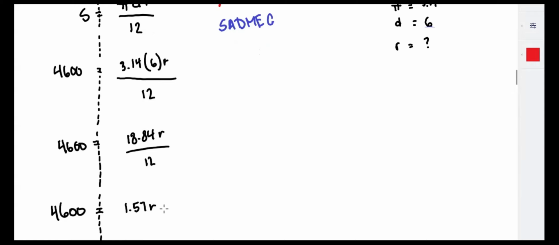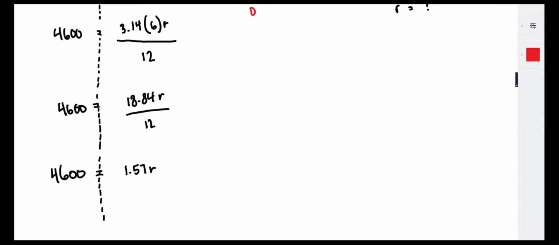So with respect to r, is there any subtraction or addition happening? No. Is there any division happening with the r? No. Is there any multiplication happening to the r? Yes. 1.57 and r are being multiplied. I know that because they're just squished together like that. So I do have multiplication. The opposite of multiplication is division. Those are the fire and water. They are complete opposites. They undo each other.